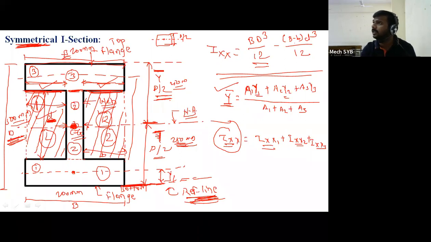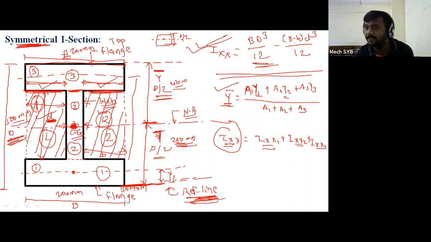But as far as my understanding, you have to use this direct formula. If you keep this direct formula in your mind, this further calculation will be neglected. At least if a symmetrical I section is given in the exam, use the direct formula for y bar, which is capital D divided by 2, and for Ix use BD cube by 12 minus (capital B minus small b) into small d cube divided by 12.